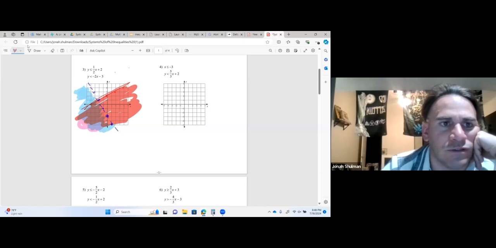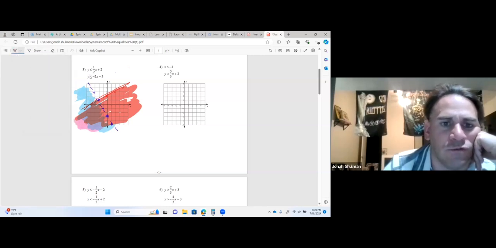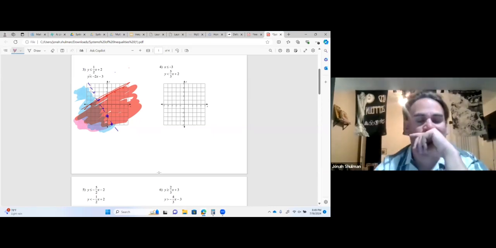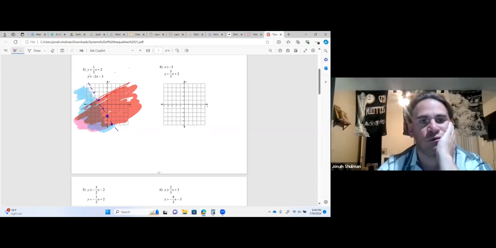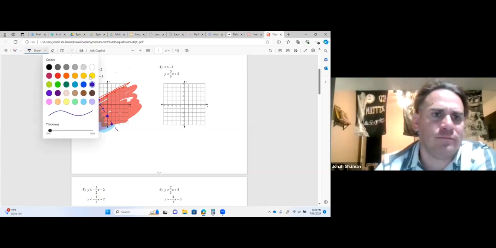Whatever doubles. That's not dark enough. So we just want the double. I guess I can do more thickness, right? Well, it doesn't really let me double it, but that's where your answer is. Your answer is just between the two. It has to be below this line and under this line. So that's the answer. Now let's do one more.